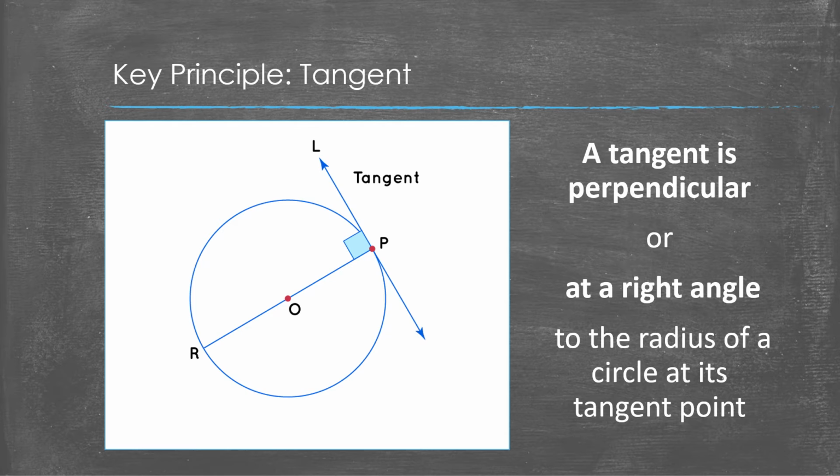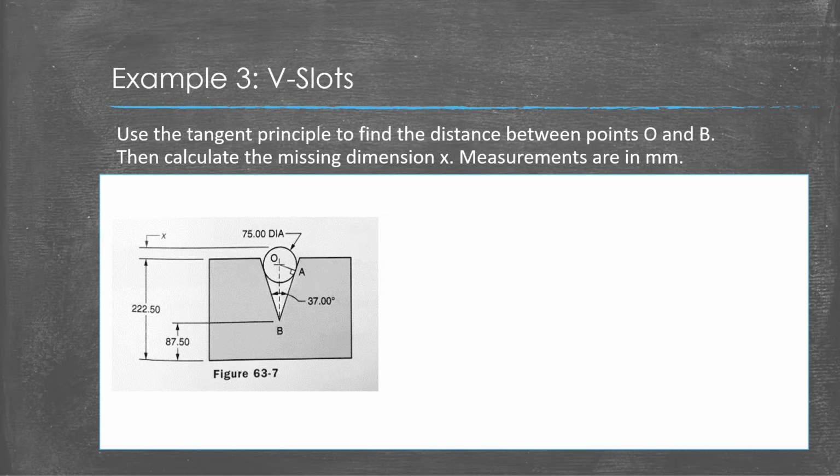Okay, so we're going to use that principle quite a few times, and if you can remember that a tangent goes along the edge of a circle, and it's at a right angle to the radius. Okay, so anytime we have a straight line connect. All right, so how are we going to use it?